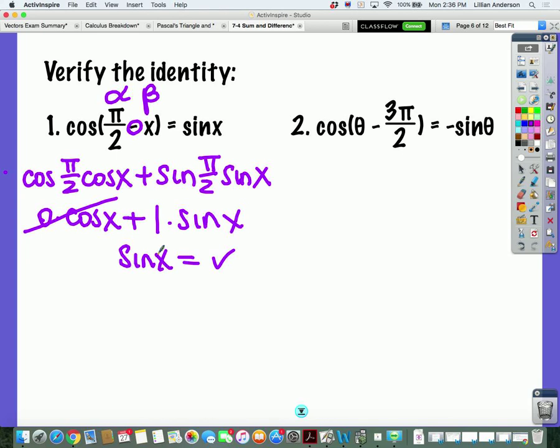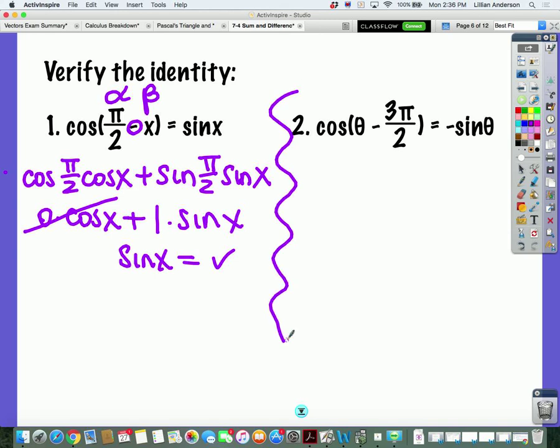Okay? I know you all just trusted me when I gave you the co-function identities and you just ran with it. But this is why. Okay? Is this another identity? The one in the black is the identity we just verified. We just showed why it equals sine x. Oh, okay. So this is that.